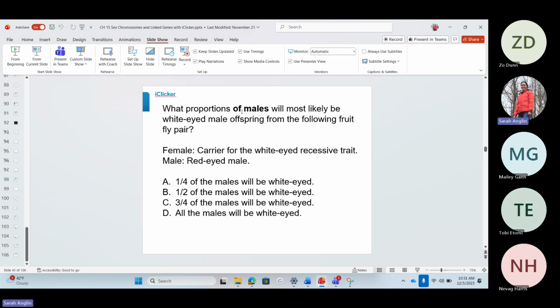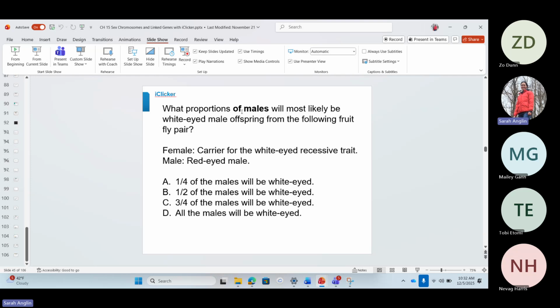And I'll tell you right now, there's only 3 options, because there's only 2 boxes that produce males. So if both boxes have the trait, then 100% of the males will have that trait. Or it could be 50% of the males will have that trait, or none of them will. Those are the only 3 options when you're looking at just the males from a Punnett square with this type of question.